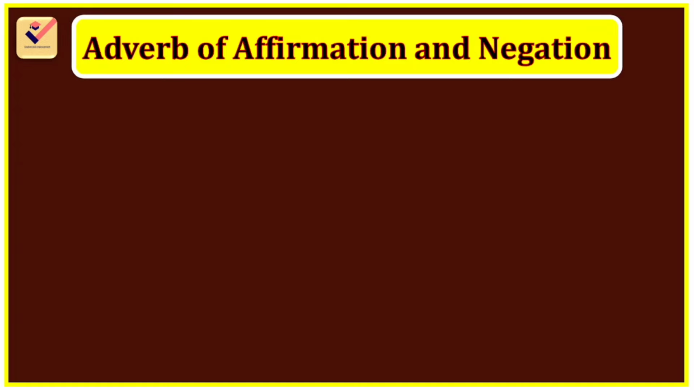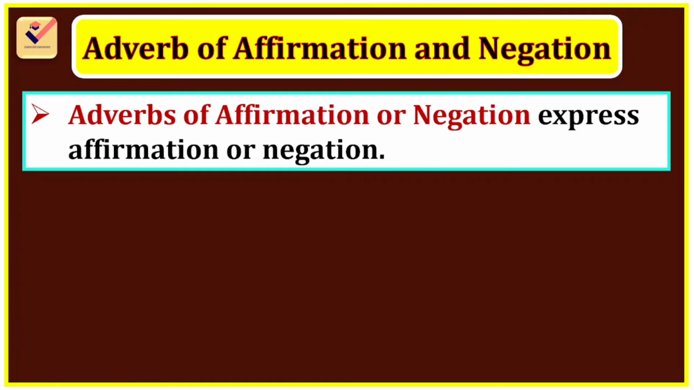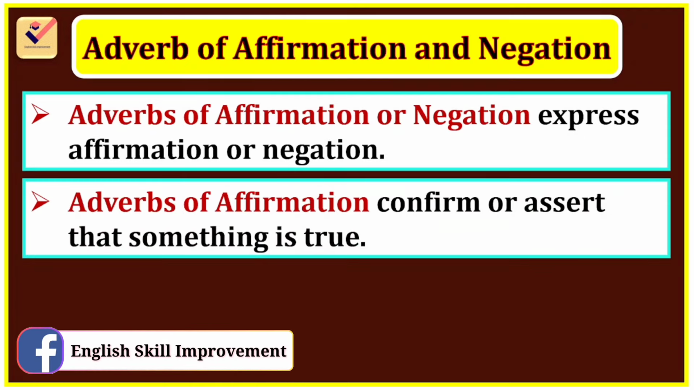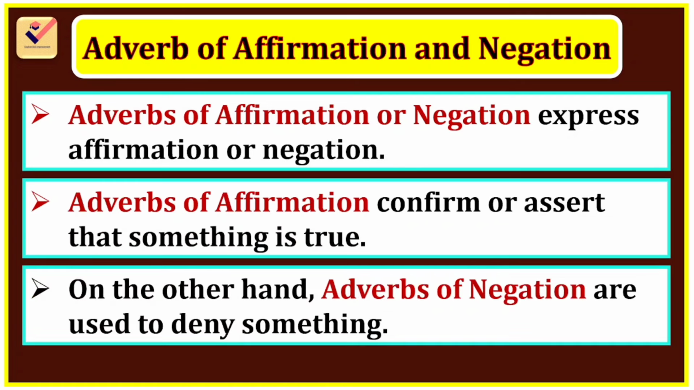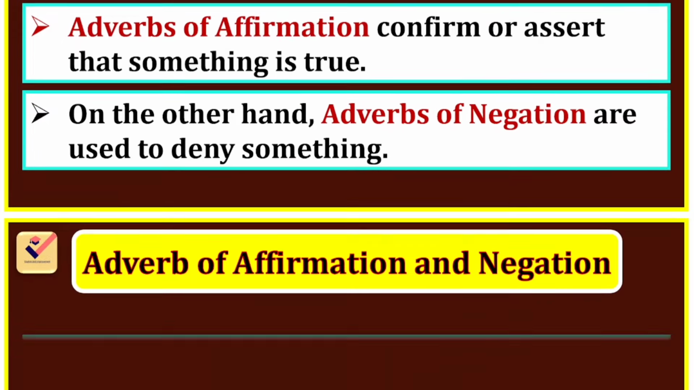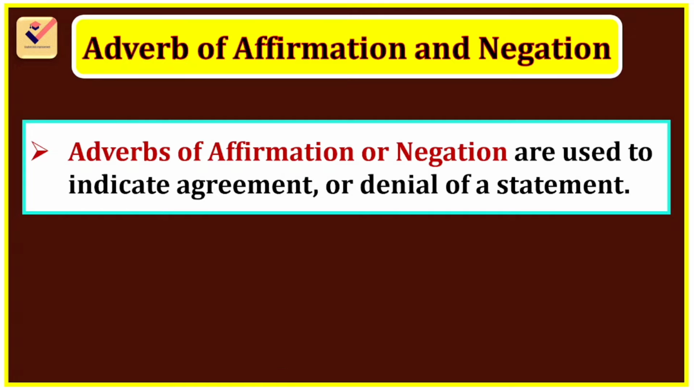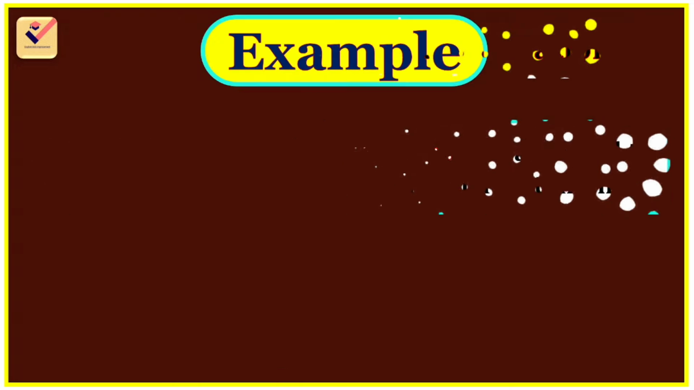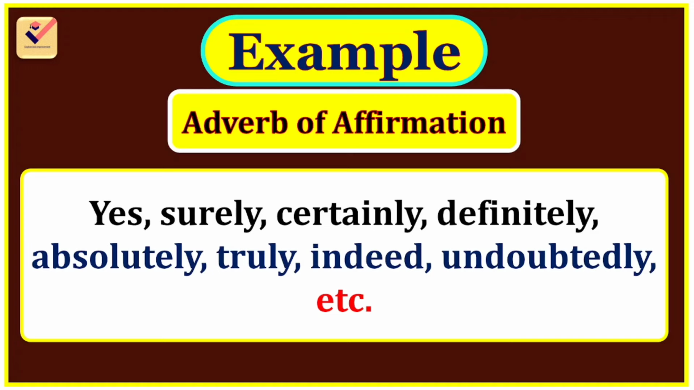Adverb of affirmation and negation. Adverbs of affirmation or negation express affirmation or negation. Adverbs of affirmation confirm or assert that something is true. On the other hand, adverbs of negation are used to deny something. Adverbs of affirmation or negation are used to indicate agreement or denial of a statement. Examples of adverb of affirmation: yes, surely, certainly, definitely, absolutely, truly, indeed, undoubtedly, etc.